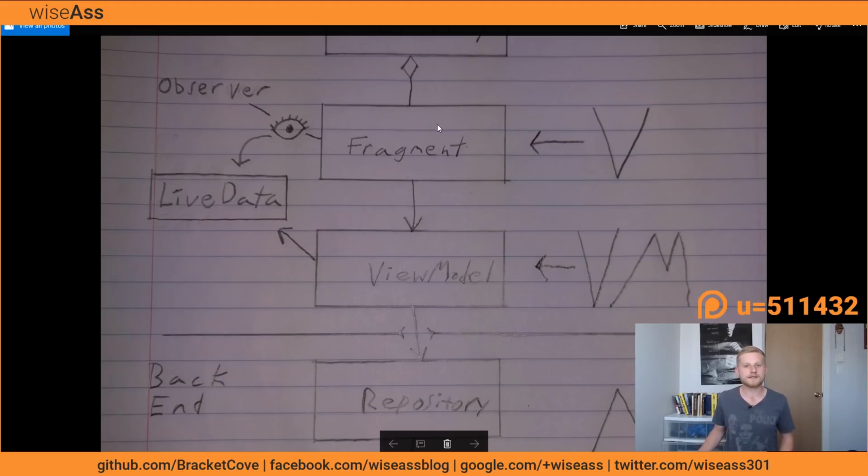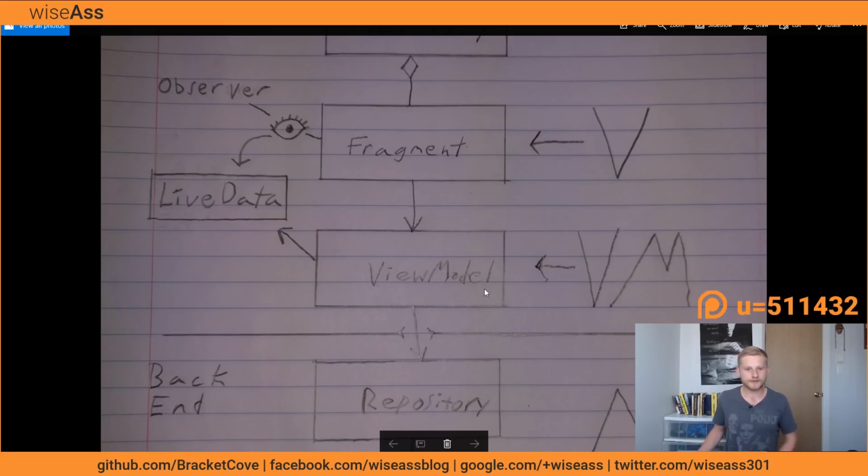But really, the key thing I want to mention here is that while the fragment can and does depend directly on the view model, the view model itself cannot depend on any specific view. And that is really the fundamental difference between, say, model view presenter or model view view model, is that little sort of observer relationship here, which I like to call it.